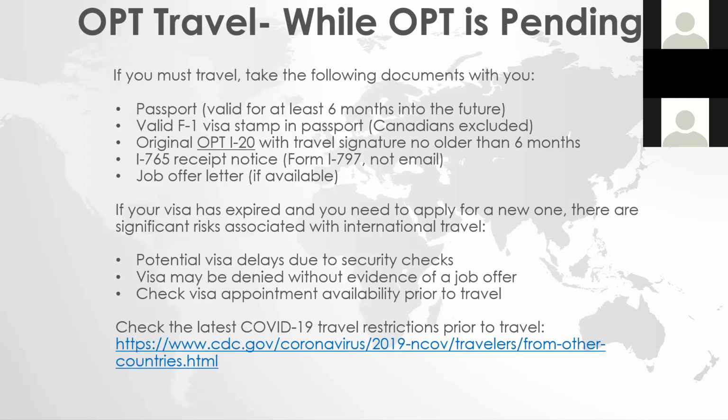So when we issue you an OPT I-20, you turn it around to the second page and you'll notice we've already given you a travel signature. Up until this point, every travel signature that you've been given as a student has been valid for 12 months. Now that you're on OPT, unfortunately that changes, and it's only valid for 6 months. So please make sure that you check the travel signature on the back of your I-20 to make sure it's still valid and no older than 6 months. Please make sure that you have the I-765 receipt notice, the actual physical receipt notice that they will mail you. That's actually going to be called Form I-797. The email does not count.